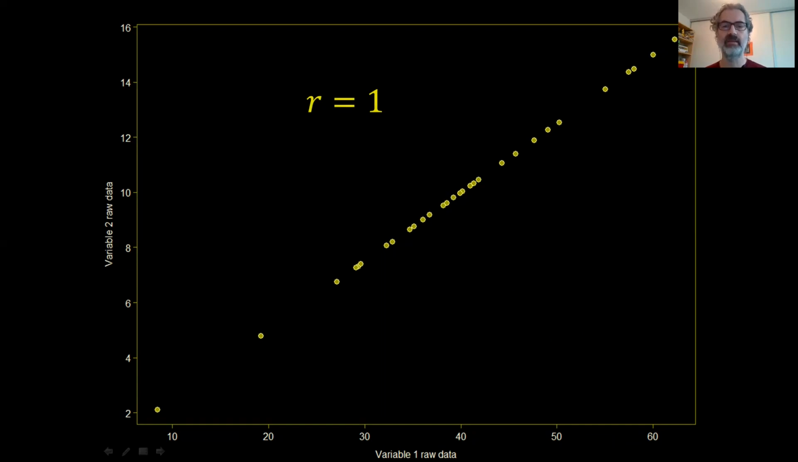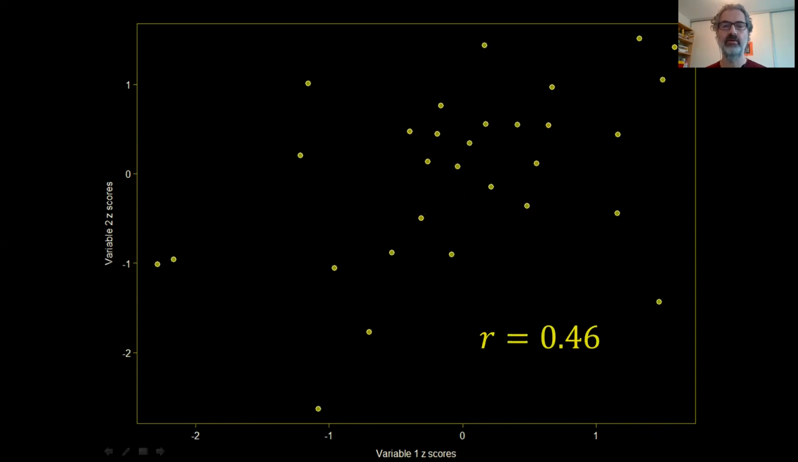So let us now go back to our simulated data set with R equals 0.46. Is this a statistically significant correlation? What does this question mean? Let us think of the null hypothesis. The null hypothesis states that we have sampled our data from a population in which there is no correlation between these two variables. So R in the population is equal to 0. That's the null hypothesis. The alternative hypothesis is that R in the population is not equal to 0.